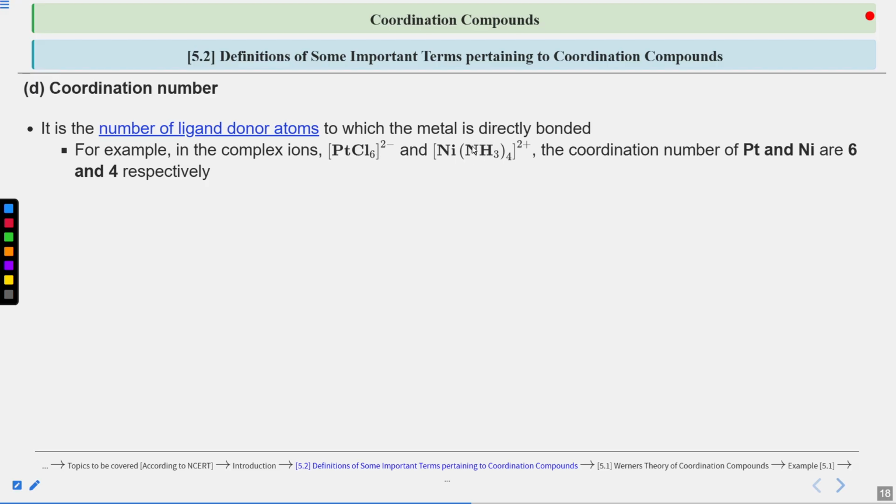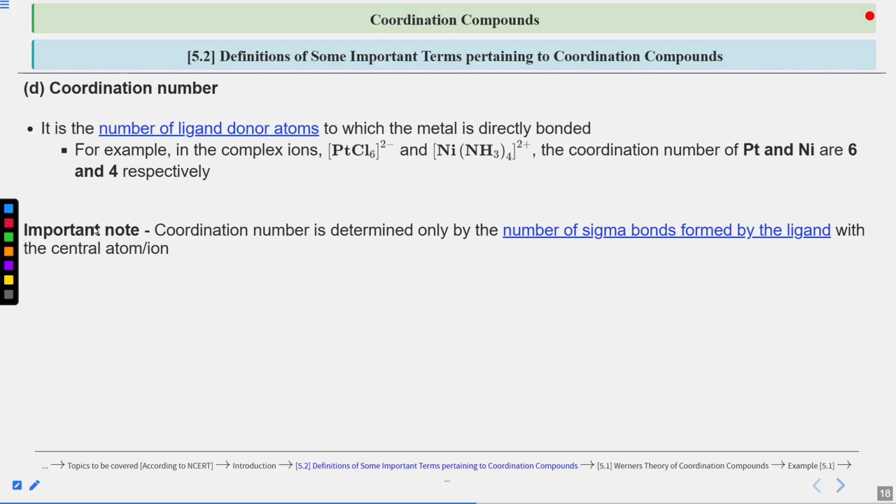In the second complex, nickel is the central atom. It is bonded with 4 ammonia molecules. That means it is bonding to 4 nitrogen atoms directly, right? Nitrogen is the donor atom in the ammonia ligand. That means the coordination number of this complex will be 4.